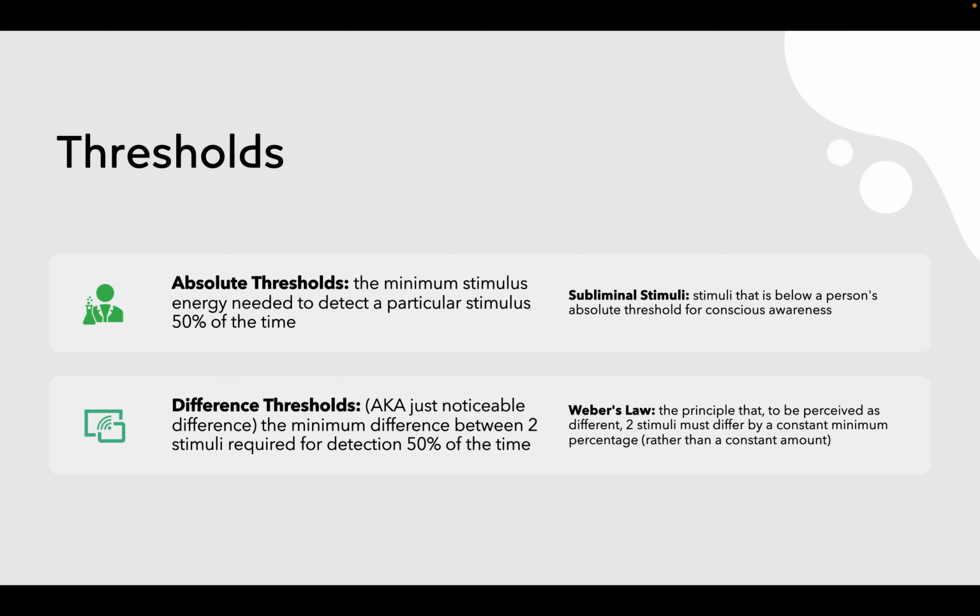This leads us to subliminal stimuli. Subliminal stimuli are stimuli that happen below our absolute threshold for conscious awareness. So subliminal is anything below our conscious awareness that happens. So what does this mean? It means that the stimuli is happening and our unconscious is picking up on it, but our conscious is not aware of it. So how does that happen? How can we study that? And how does subliminal stimuli affect us?